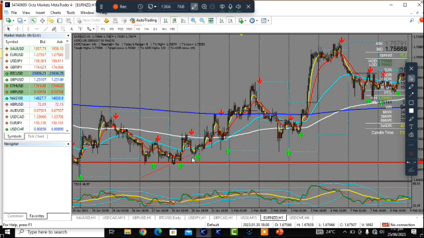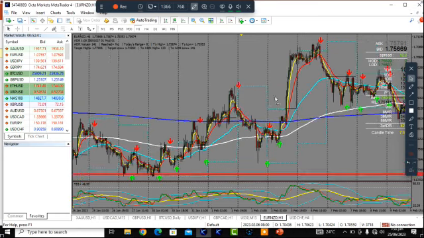When the TDI is printing a different pattern from what the price chart is printing, it is called divergent, and it helps you to know that the price movement is about to change. It's as simple as that. It helps you to know that the price direction is about to change. Now remember I told you. Now look at another one. Let's check for more.